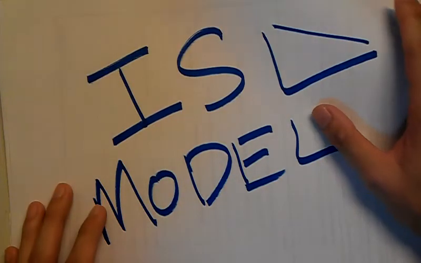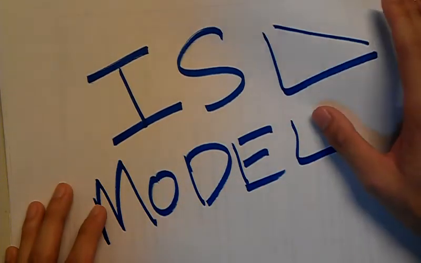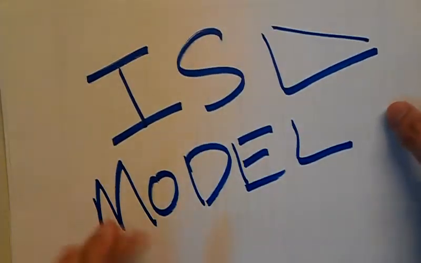For the IS model, we'll be learning how to derive the IS model, the IS curve, as well as learning what changes the IS curve. First step, we need to draw the Keynesian cross diagram.